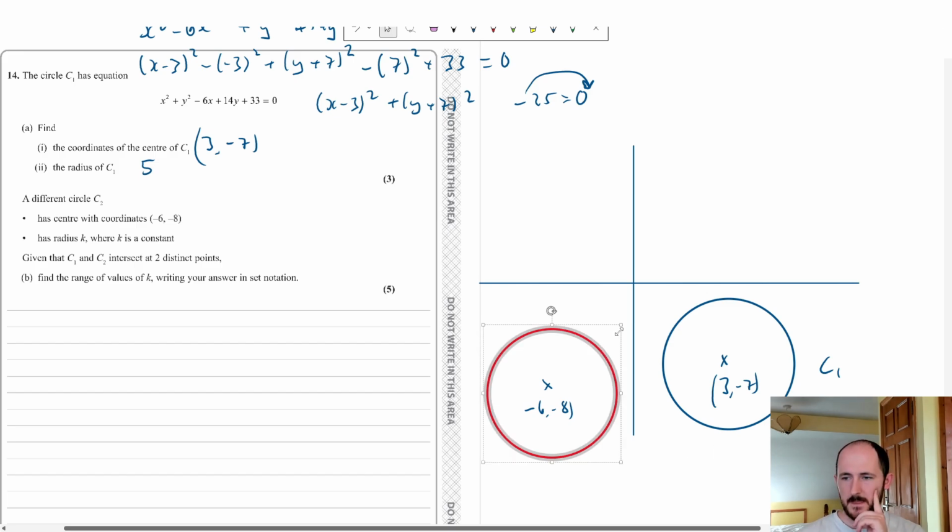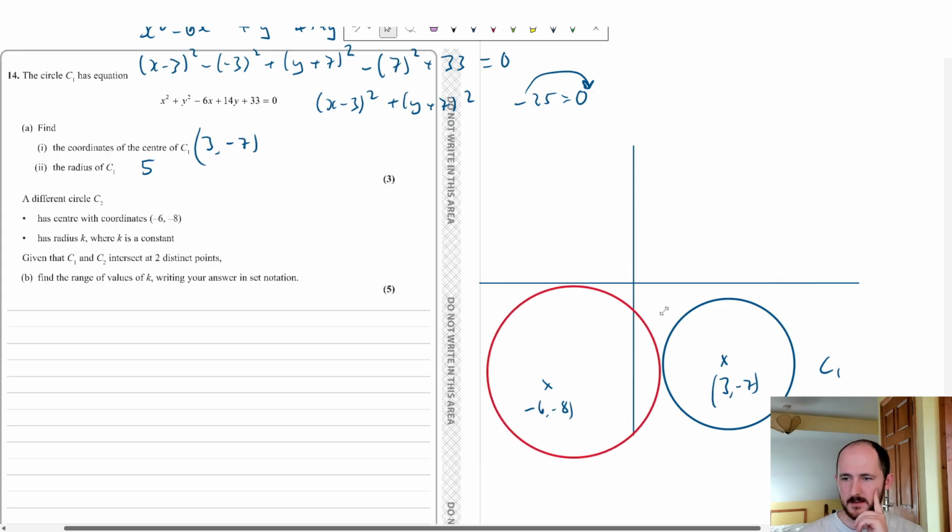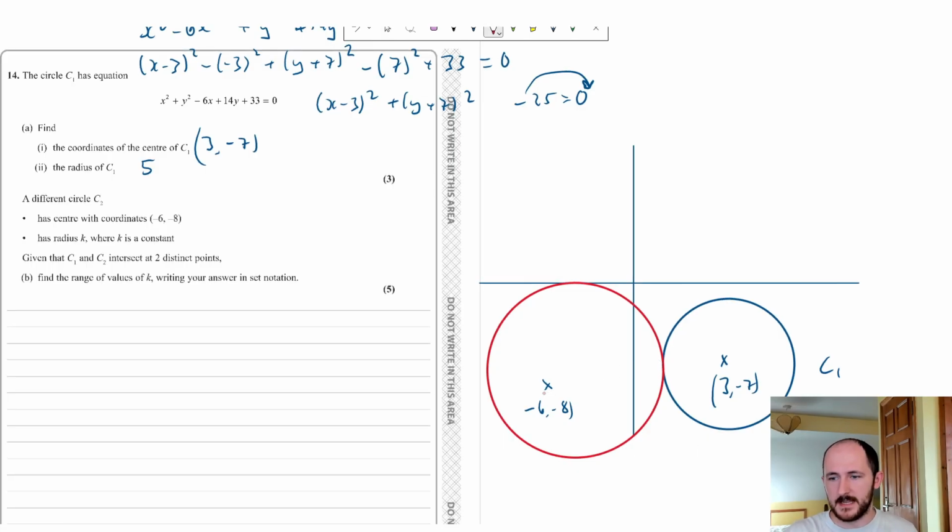Well, if I make this bigger and bigger and bigger, there you go. They start intersecting as soon as they touch each other. So when they touch each other, anything more than that will cause them to intersect. Okay? So that's the first thing I want to say. So all we need to do is work out what the radius of this would have to be. Let's do it in black. What the radius would have to be in order for them to actually just intersect with each other.